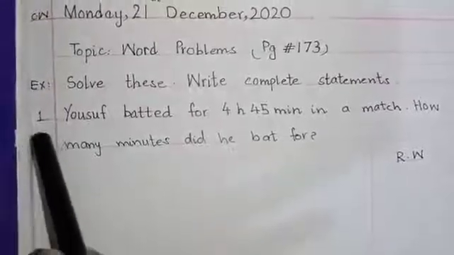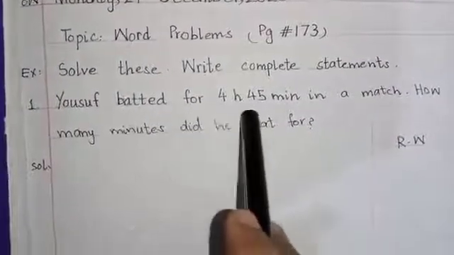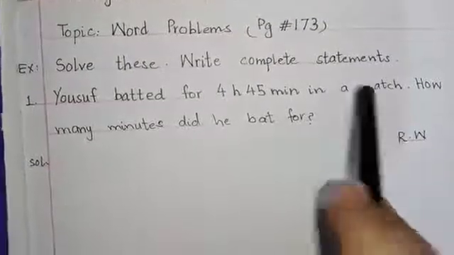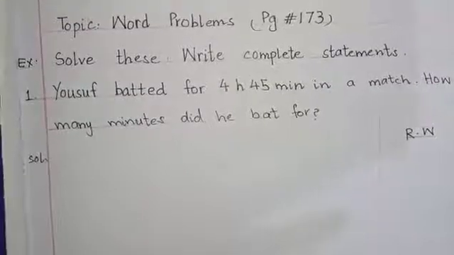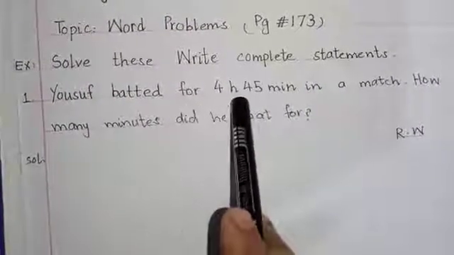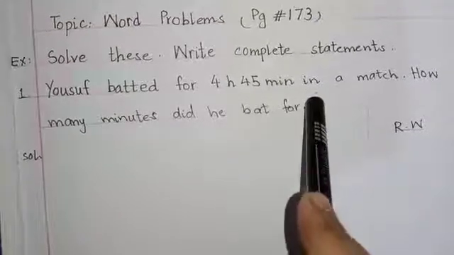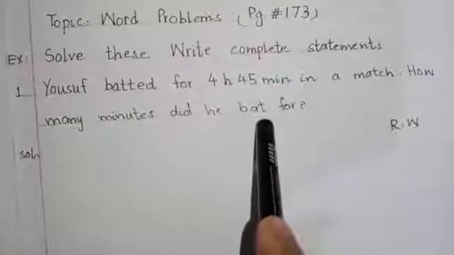After that, write question number 1. Complete statement. Yusuf batted for 4 hours 45 minutes in a match. How many minutes did he bat for? Look at the question, students. They are given Yusuf batted for 4 hours and 45 minutes in a match. And we have to write how many total minutes did he bat for.